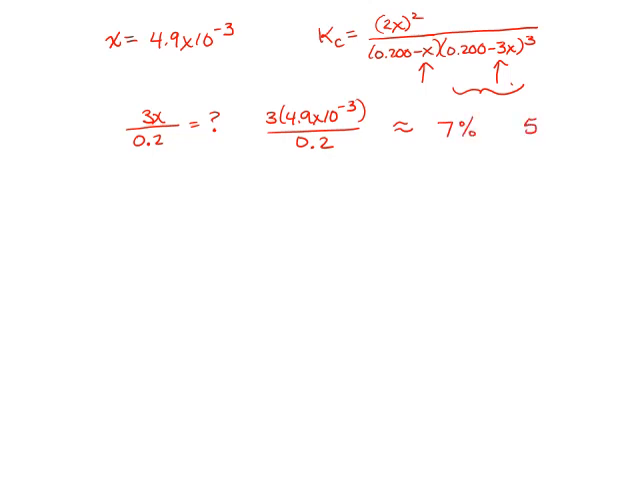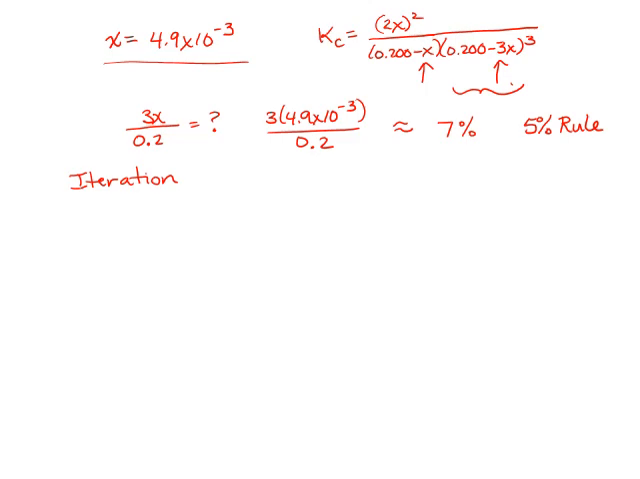Okay, so we had a 5% rule. 7%, unfortunately, is not less than 5%. So, does that mean we have to start all over? No. This value of x is still a reasonable assumption or starting point for a value of x. Our x should be relatively close to that.